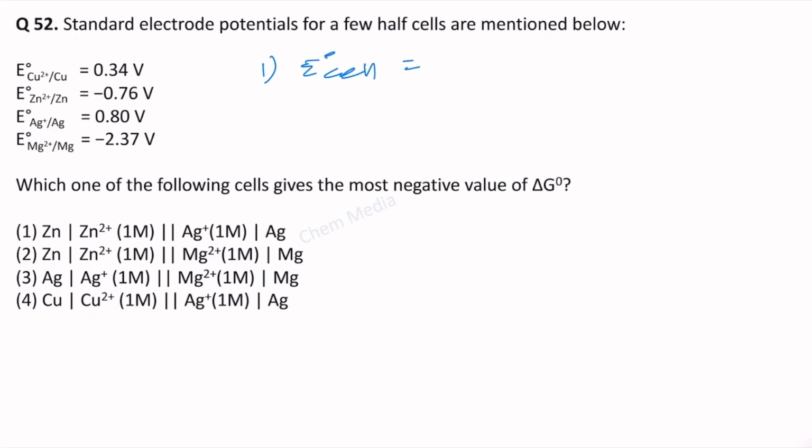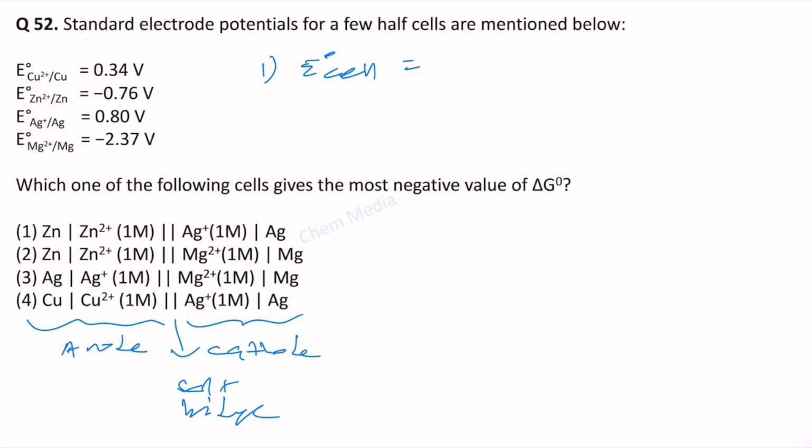So now E naught of the cell in the first case is equal to cathode minus anode, both reduction potentials. That's the way we are going to calculate. So this is all cathode, this is all anode. E naught of the cell is E naught of the cathode reduction potential, that is Ag plus becoming Ag, so 0.80 volt, minus reduction potential at the anode, so that is minus 0.76 volt. So therefore together it is 1.56 volt, because negative will become positive.